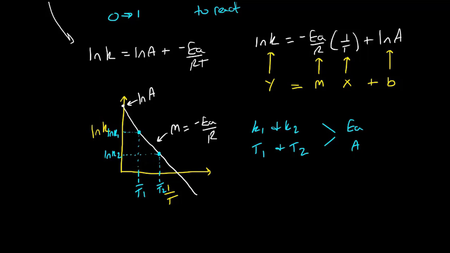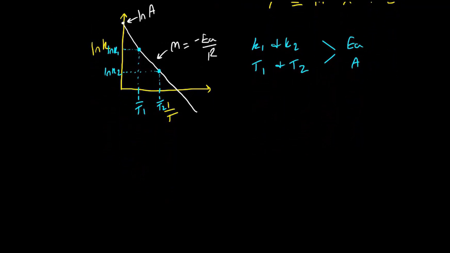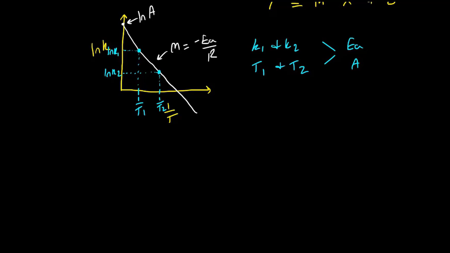Okay, so what I'm going to do now is go ahead and do a little bit of algebra to put this into a more usable form. We know the slope of the line here is minus EA over R. Anytime you have slope, it's rise over run. So we're going from K1 to K2. So our rise is the natural log of K2 minus the natural log of K1 over 1 over T2 minus 1 over T1.